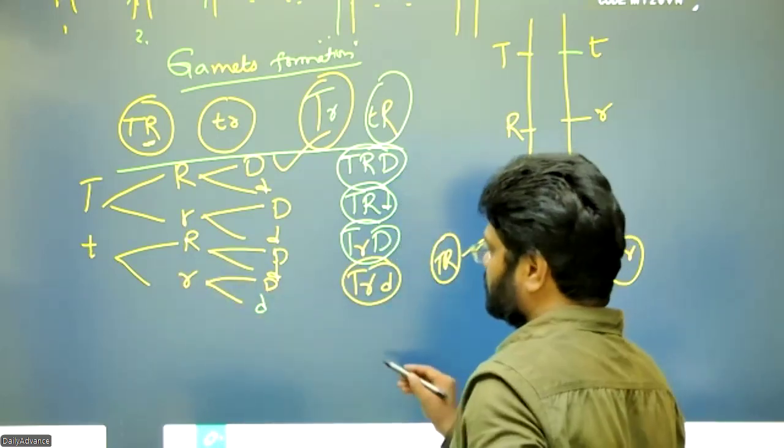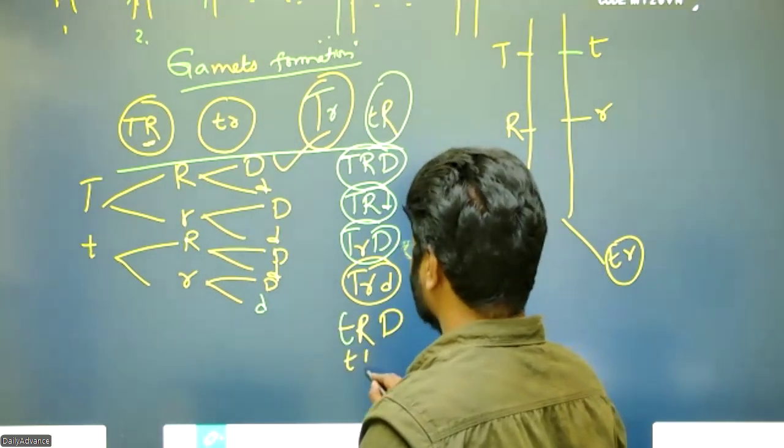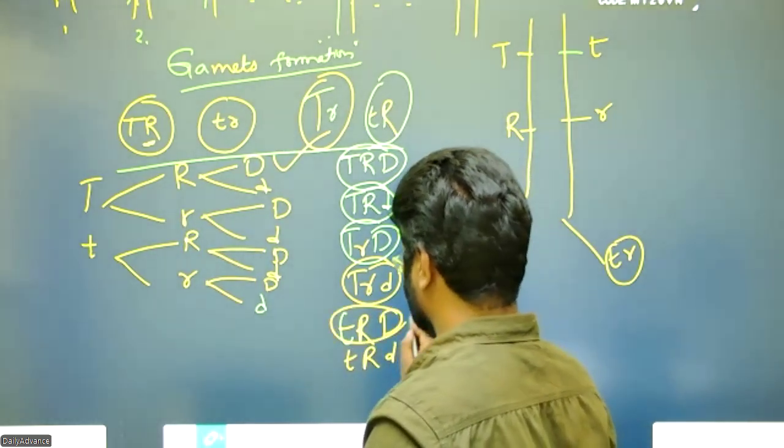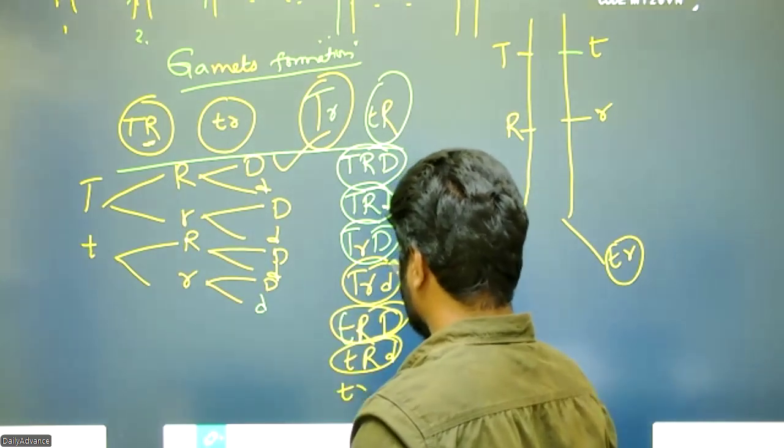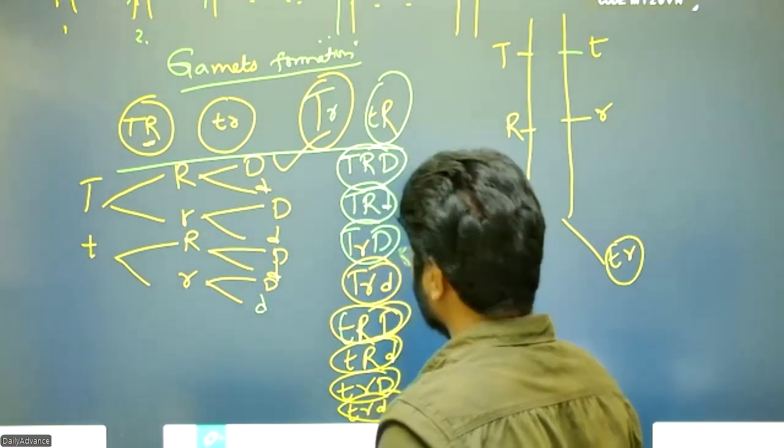Now small t. Small t, capital R, capital D. Small t, capital R, small d. Small t, small r, capital D. Small t, small r, small d.